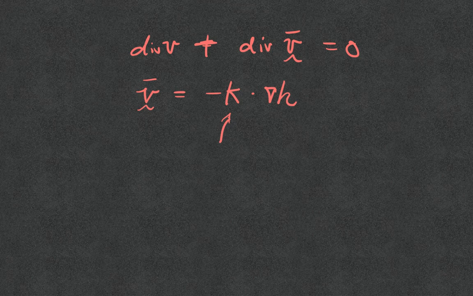Why is there a minus sign here? It's related to the physics of the water flow. Now, if you want to generate electricity, you need an upstream water and a downstream water. So this is upstream, this is downstream. What is the direction of the water flowing?